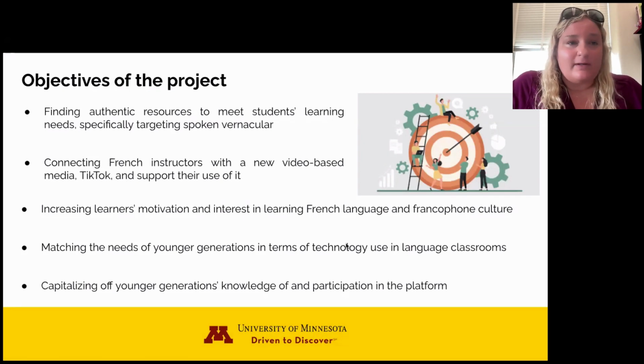What we're hoping and what we're going to try to test with our research coming up is to see if it will increase learners' motivation, if it will increase their interest in learning French language and learning about different representations of Francophone culture. In particular, we really want to match both the expectations and the needs of younger generations who interface with these kinds of platforms in almost every aspect of their lives.